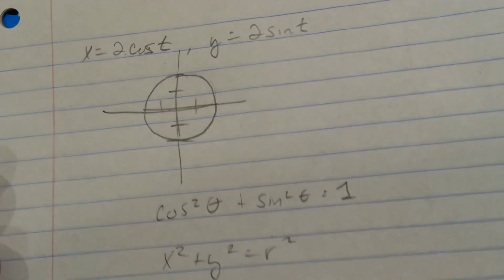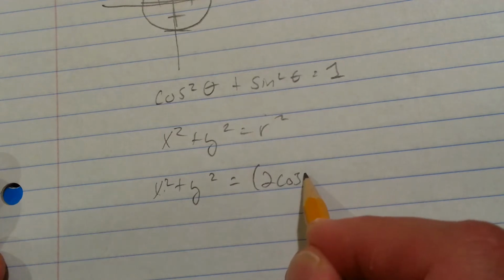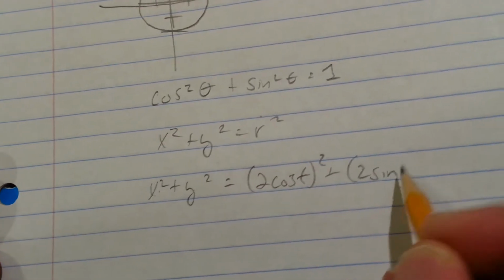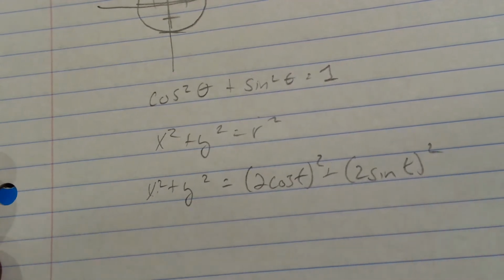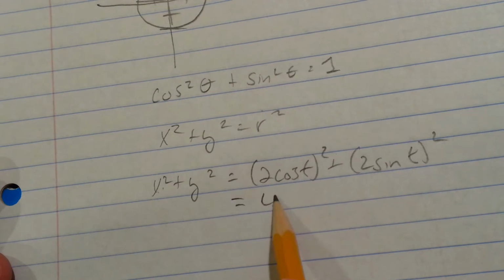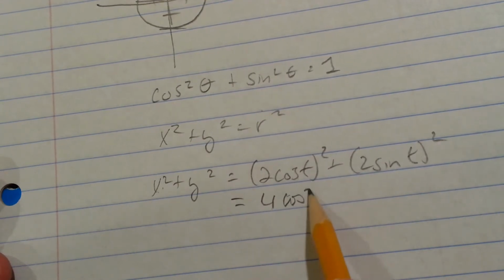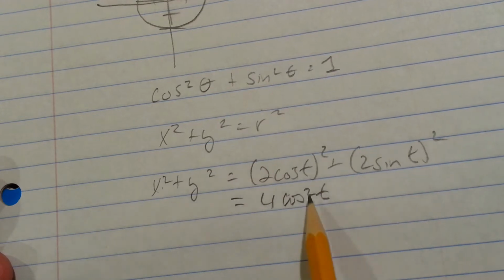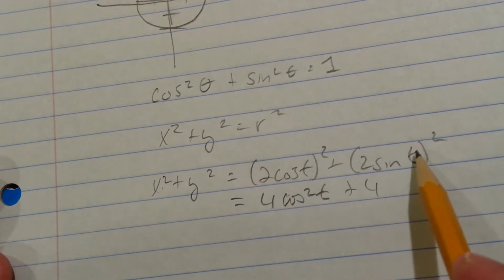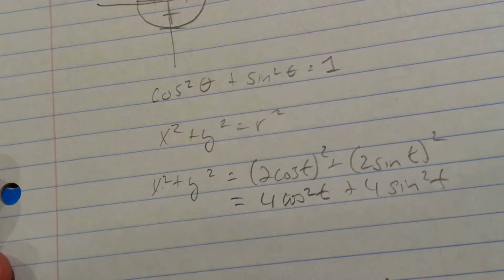So x squared plus y squared equals, let's plug this in for x, (2 cosine t) squared plus (2 sine t) squared. So x squared plus y squared equals 4. 2 squared is 4, and cosine t squared is going to be cosine squared t. You put the square there. Again, 2 squared is 4. Sine t squared is going to be sine squared t.